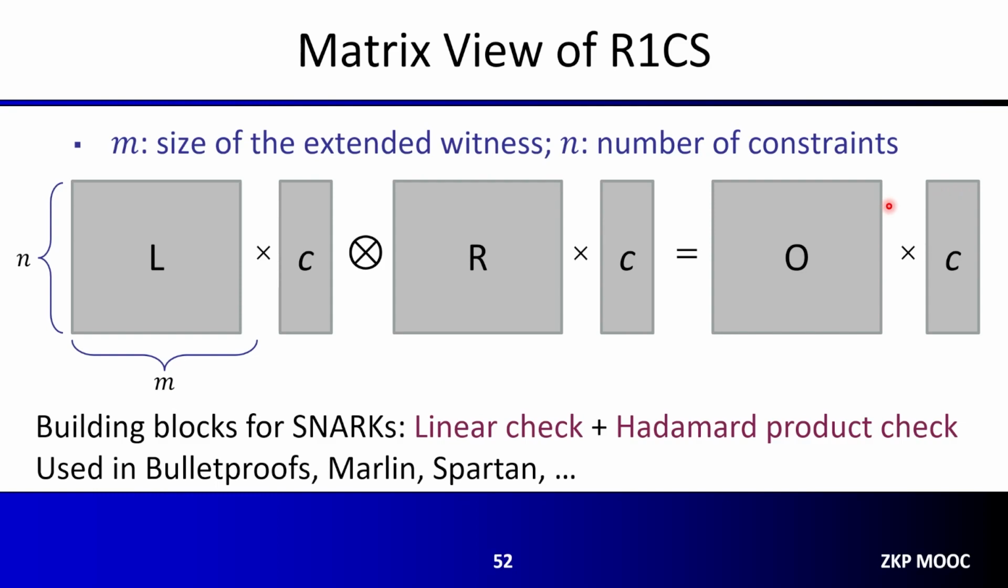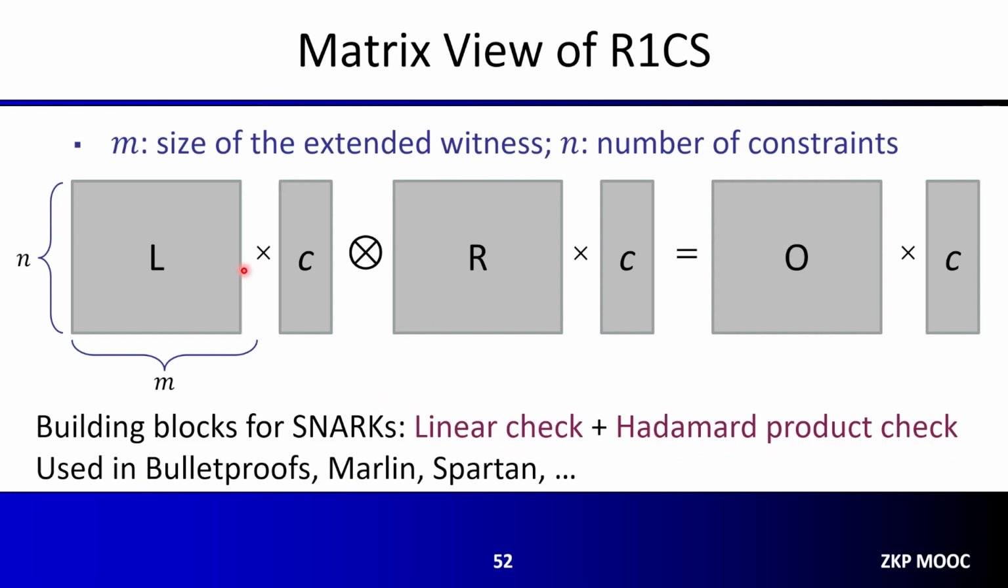We are computing exactly the same constraint system as I described in the previous slide. And the reason why it is convenient to view things like this is because we can actually propose new SNARK systems for R1CS following this matrix view. All we need to do is to support these two building blocks, a linear check and a Hadamard product check.